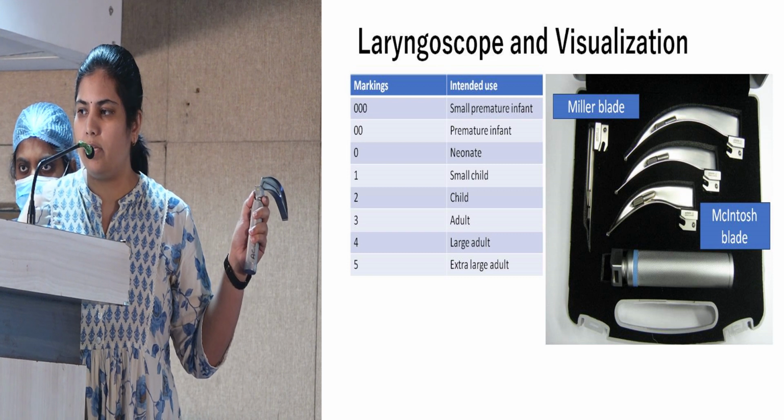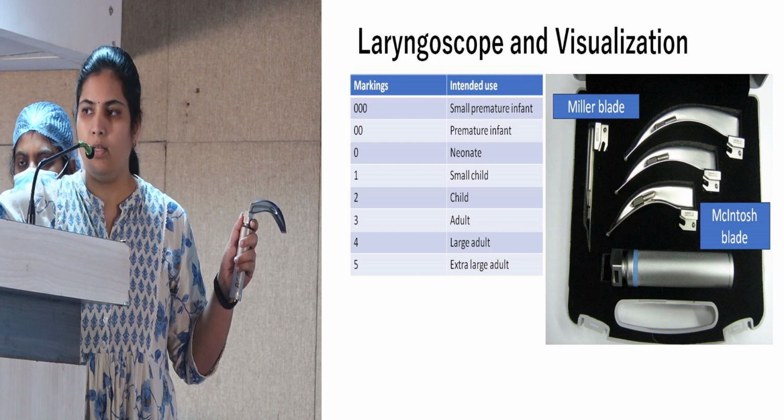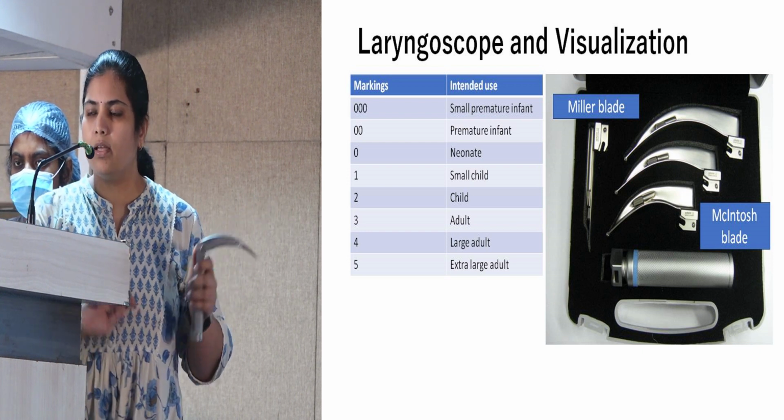And for a small child, 1, 2, 3, 4 sizes. For a female, usually we use 3 size blade, but for a large adult, 4 size.